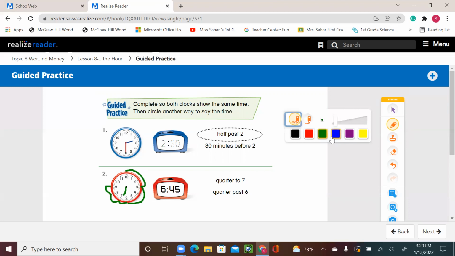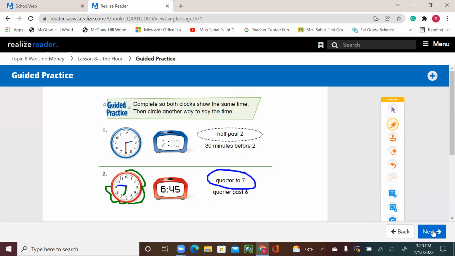Let me use a different color. This is my minute hand, and it will be on 9. So now it's 6:45. So remember, when we say after the 30, you can say before. So is it 6:45 or quarter before 7? Before means before, so it's not 6:15. Very good. 6:45 or quarter before 7. So that's my choice.